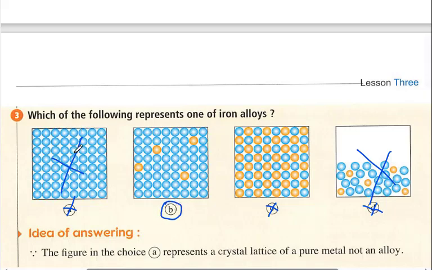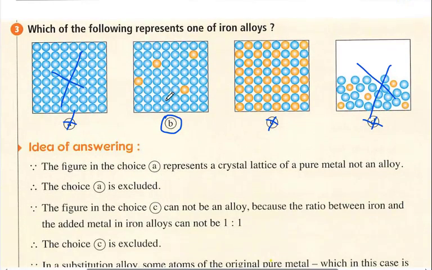It is an alloy. This is a pure metal, not an alloy. The alloy does not have the same ratio of both elements. This is not practically correct, and this is not a metal at all. It is not the arrangement of metals. Metals are arranged in compact rows like this. So this is the correct answer. Which of the following represents one of the iron alloys? It is B.